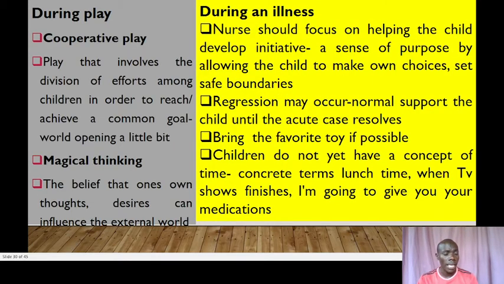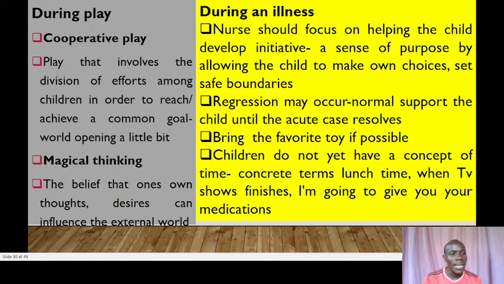During play, they exhibit cooperative play and magical thinking. Cooperative play involves division of effort among children in order to reach a common goal. And you can see, right now, at least the world is opening up a little bit. They are able to view it from the perspective of others.